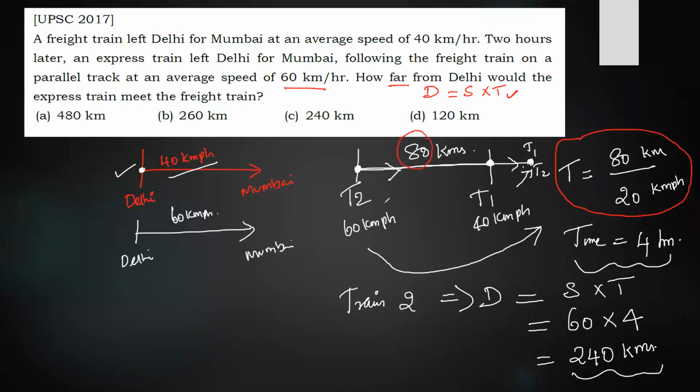Nothing but distance. Distance equals speed into time. So first we need to find the time. We know the speed, right? Speed is 60 km per hour. But the time taken is distance by speed. I am using the initial distance. Initially, the distance between the two trains is 80 km, since after 2 hours only the express train moves, right? So before that, train 1 covered 80 km according to the speed. Okay, is it clear or not?